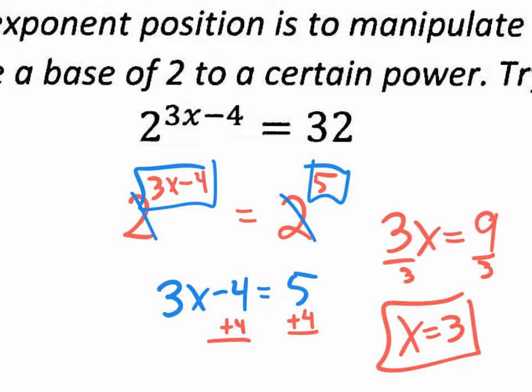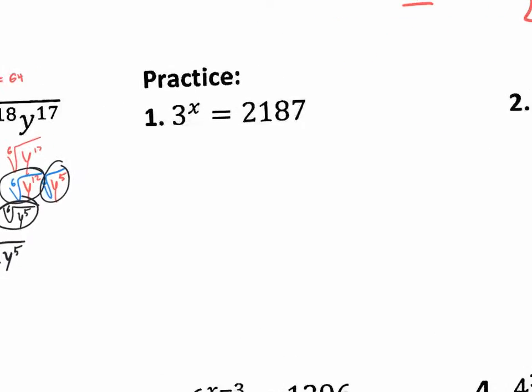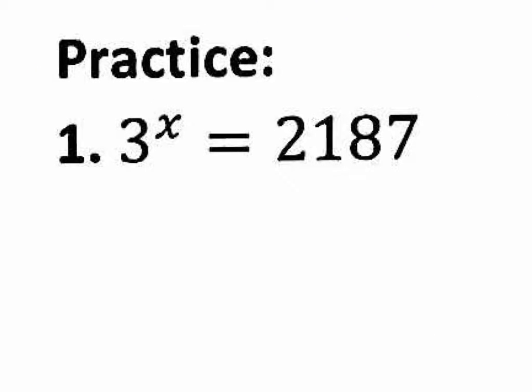Okay? So you want the same base. If this is a 2, you want this 32 to be a 2 to a certain power. If this were a 3, you'd want this to be 3 to a certain power. Okay? You want the same base on both. So if you understand that concept, we need to try this first practice problem.